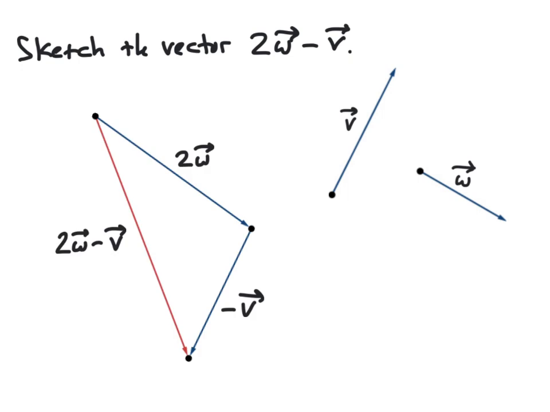We start with the vector 2w, which has the same direction as w and twice the length. And then we subtract vector v by adding the negative of vector v, which will have the opposite direction and the same length as our given vector v. When we align 2w and negative v head to tail, we obtain the red vector here, which is 2w minus v.